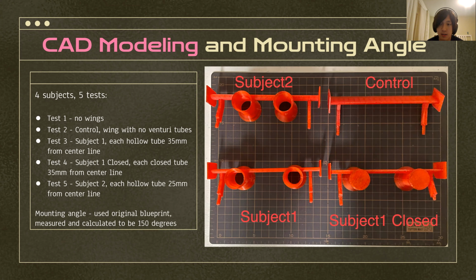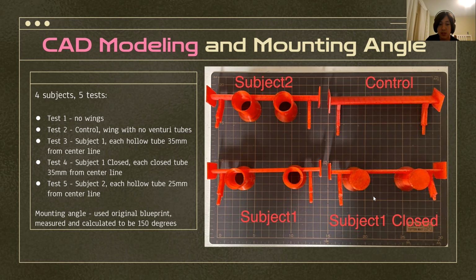And for the 5 tests, first one, I'll have a test when there are no wings on the car at all. The second test will have a control wing, which is just a regular wing, as you can see right here, with no tubes. And test 3 will be subject 1, as you can see on the bottom left corner, with each hollow tube 35 millimeters from the center line.